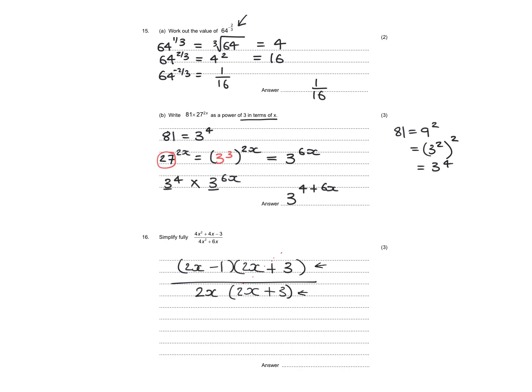So of course, these two will cancel, leaving me with an answer of 2x minus 1 over 2x, and under no circumstances do I try and simplify this further or cross out the 2x's. That is not how the simplification practice works.